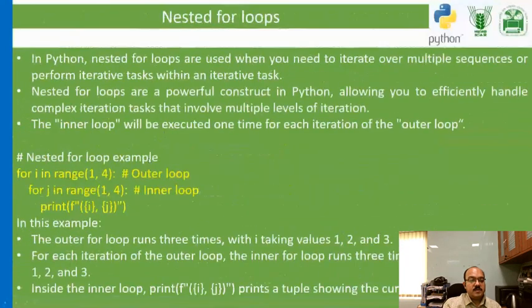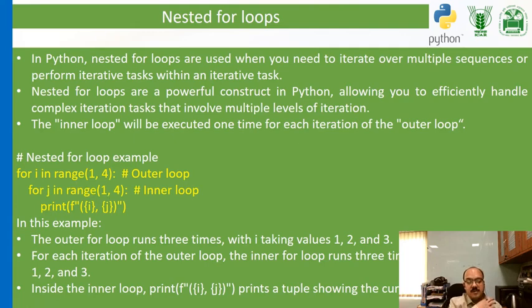So this is the example of a nested for loop. Like for I in range 1 to 4, this is the outer loop. For j in range 1 to 4, this is the inner loop. Print i, j. So in this example, the outer loop runs 3 times with I taking values 1, 2 and 3. Then for each iteration of the outer loop, that means for each value of I, the inner loop runs 3 times. The j will take values 1, 2 and 3 for each I.